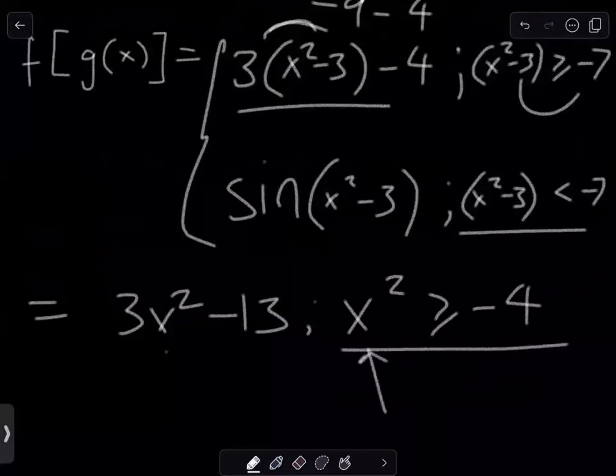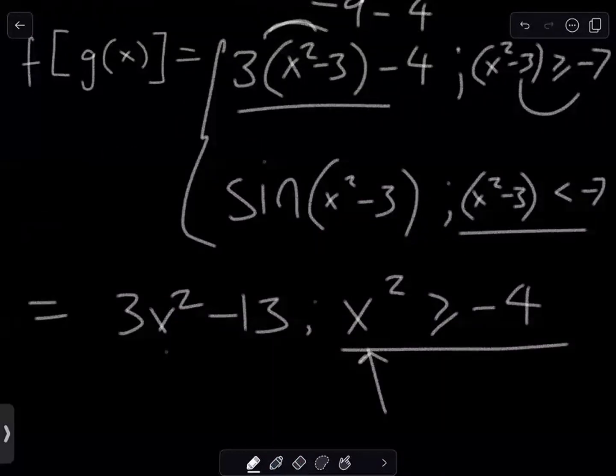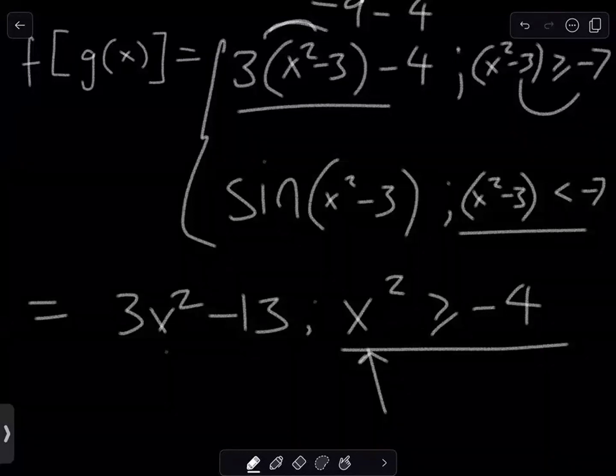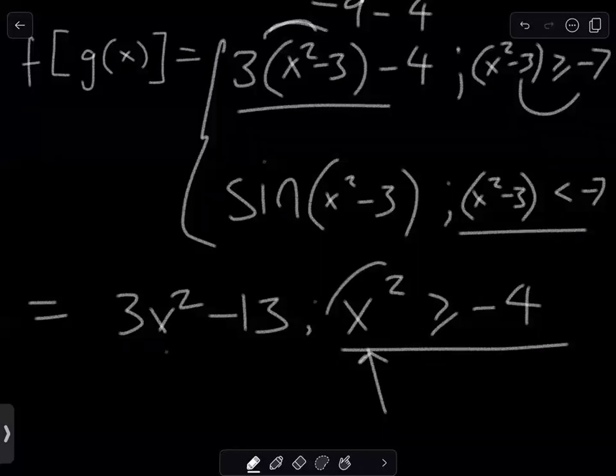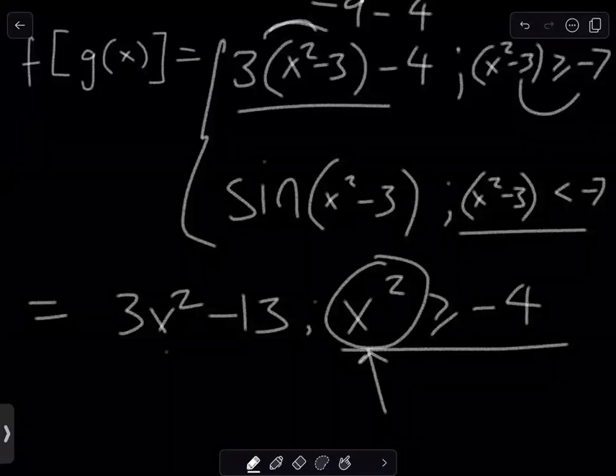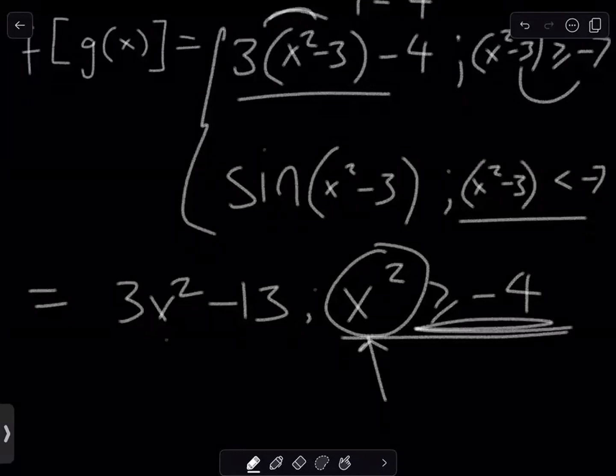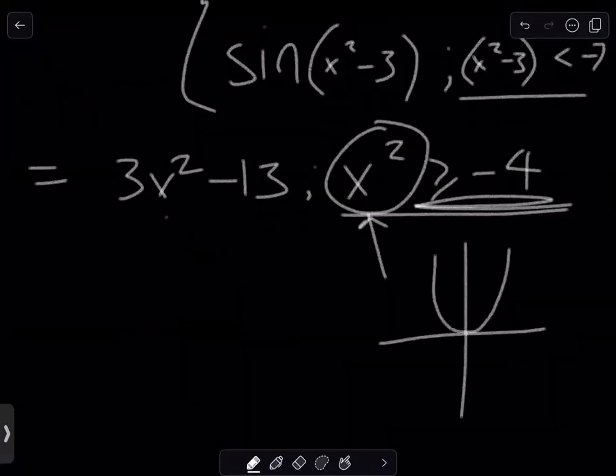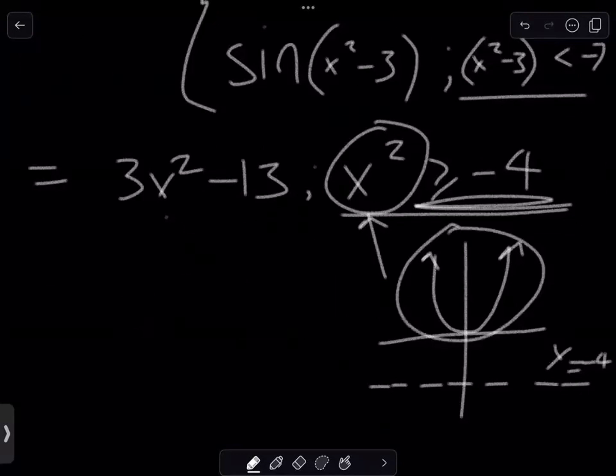This value here, if I look at x squared and I insert an x value into it, the answer is either always going to be positive or it could be 0 if I insert x equal to 0. But it's always going to be greater than or equal to negative 4, because if you look at a parabola of x squared, the parabola always lies above y equal to minus 4. It's always lying above this horizontal line.